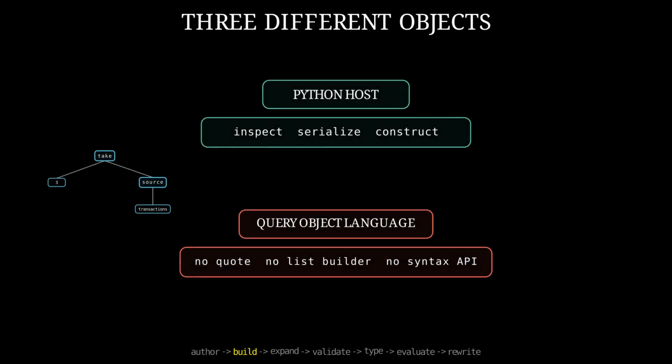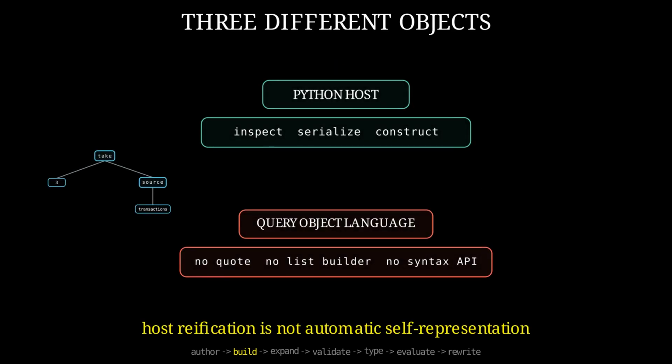But the tree is made of lists. We can print it as JSON and change it with Python. Does that make the query language homoiconic? It makes the program reified as data in its Python host, which is already powerful. Python can inspect and construct query syntax, but the query language itself has no ordinary quote, list construction, or syntax operations. Code as host data is not automatically object language homoiconicity.